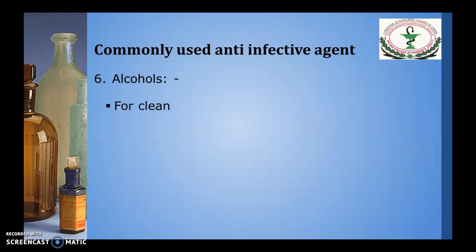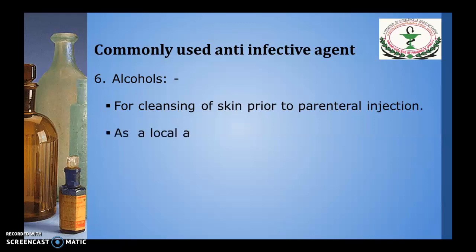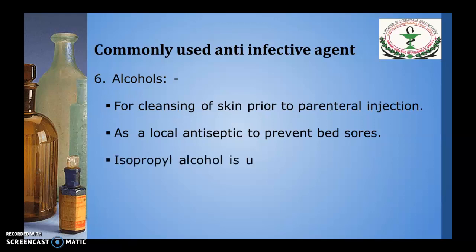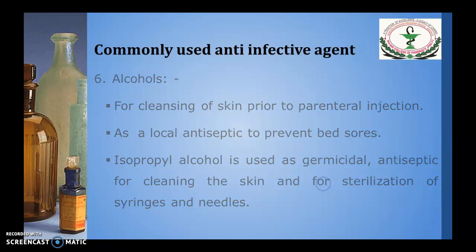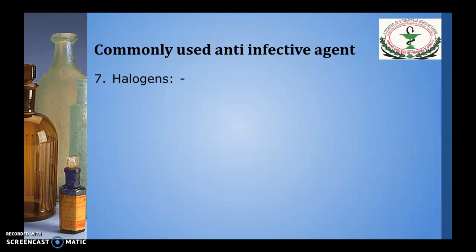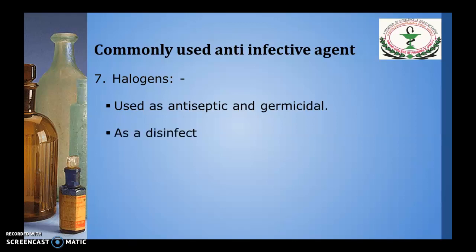Sixth is alcohol. Alcohol like ethyl alcohol is used for cleansing of skin prior to parenteral injection. It can be used as a local antiseptic to prevent bed sores. And isopropyl alcohol is used as a germicidal agent, antiseptic for cleaning the skin and for the sterilization of syringes and needles. Next is halogens, which are used as an antiseptic and germicidal agent, as a disinfectant agent, also as a deodorant.